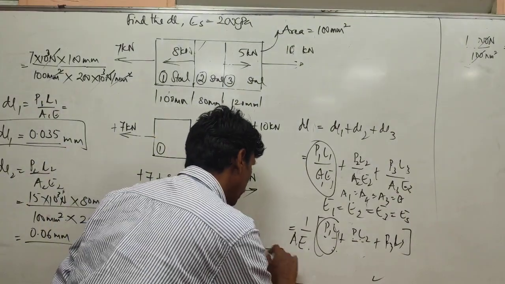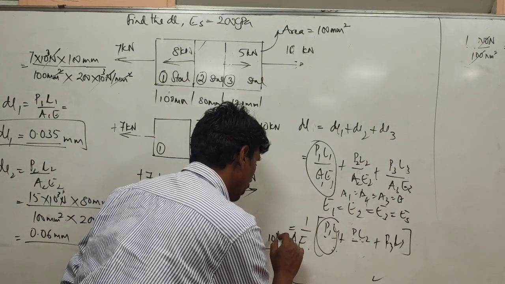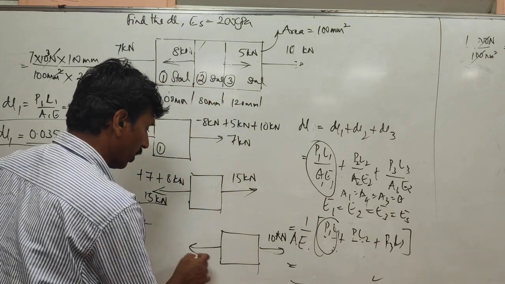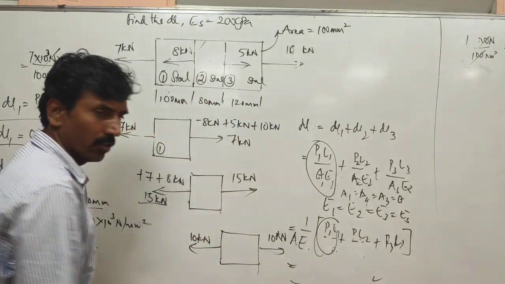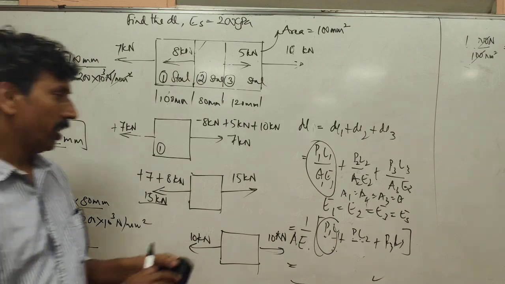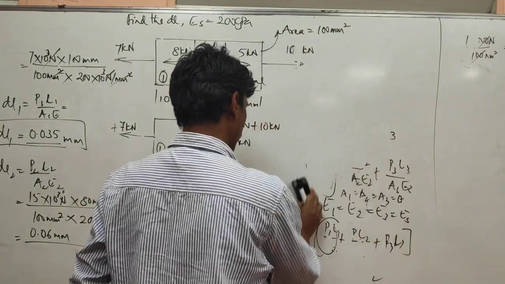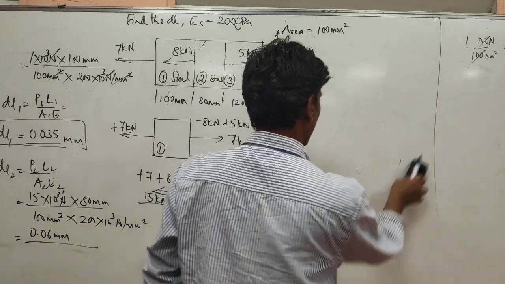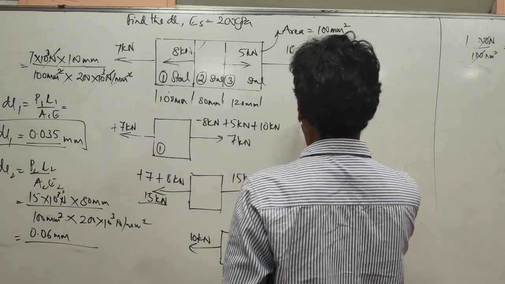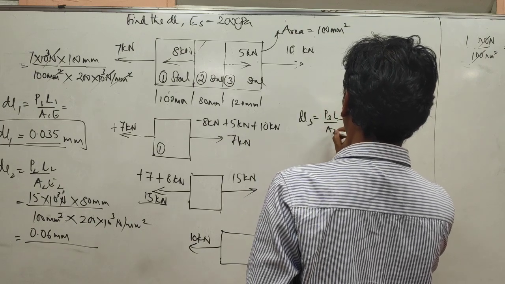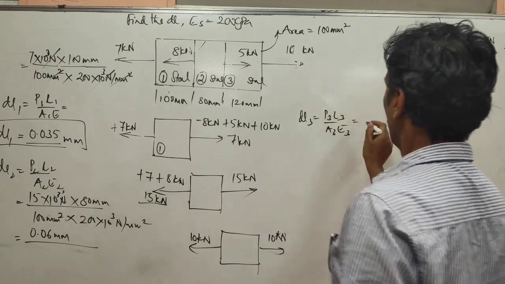So on the right side it is 10 kilonewton. On the left hand side, you can definitely write it as 10 kilonewton. The same step repeats here. So DL3 is equal to P3, L3 by A3, E3.